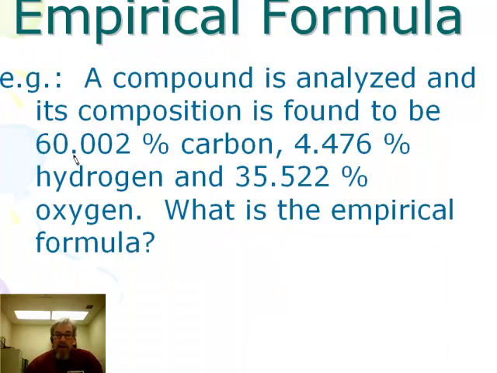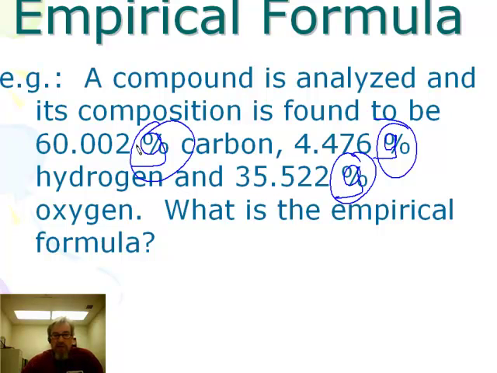Well, percent by mass data is really mass data, and it's very easy when we have a percent composition to get an empirical formula. You just make the assumption that you have 100 grams of the compound. And if that's the case, then, like in this example, 60.002% carbon, that's like saying 60.002 grams of carbon. Percents can become grams if you just assume that you have 100 grams of the compound.